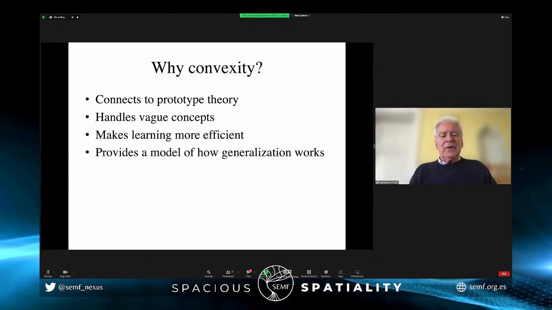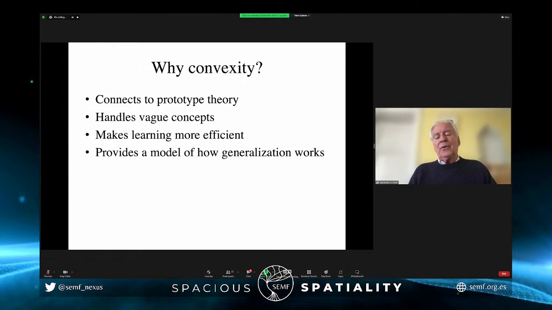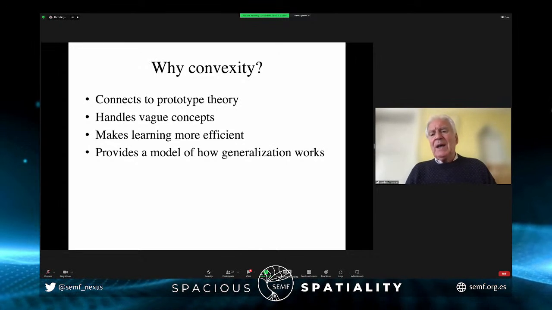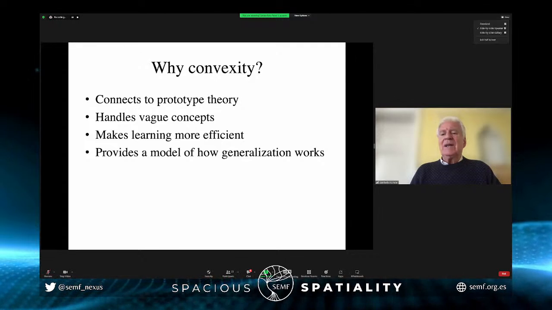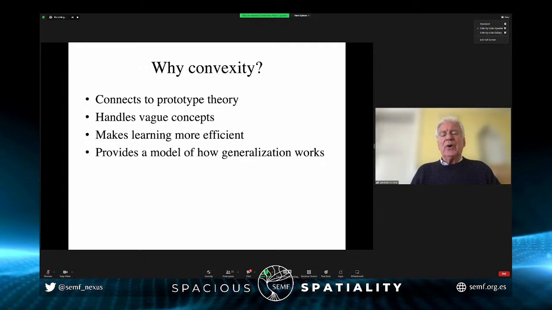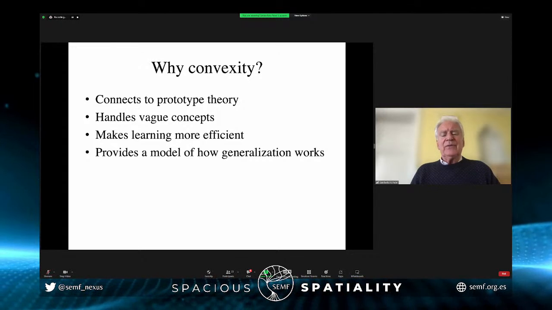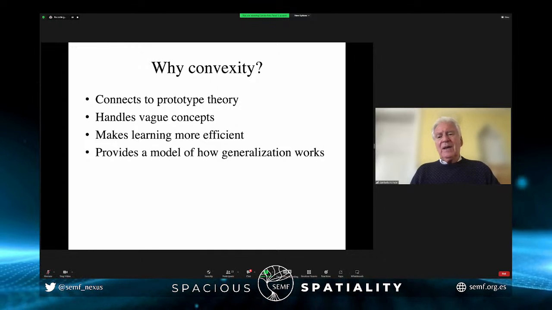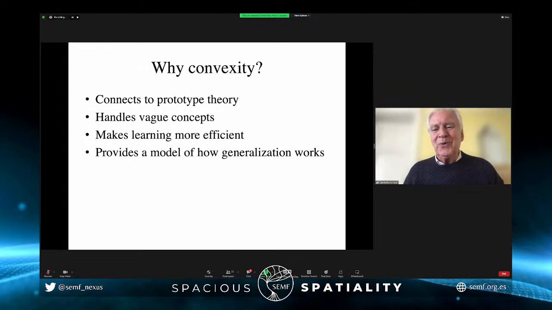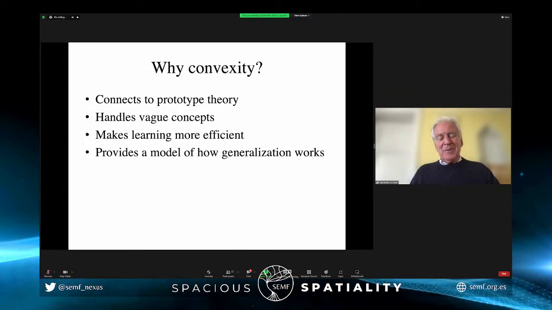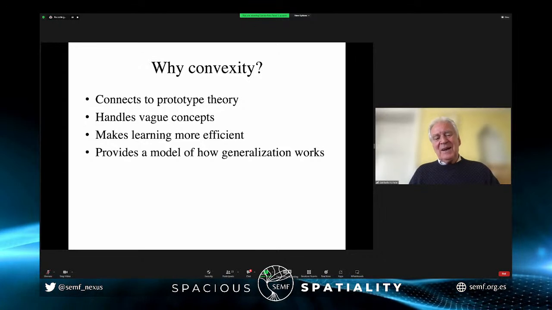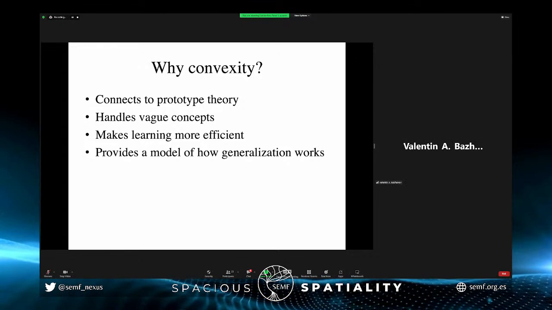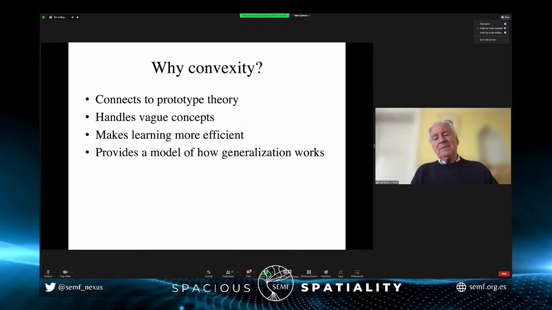It makes learning more efficient, and it also provides a model of how generalization works. So these are some arguments for why convexity is a good idea when you're looking at how concepts are represented. It really gives you an efficient way of representing concepts. And you can form computational models of this if you like. Some people have tried, and there are lots of things to be done in this area, but that's not what I want to talk about today. So that's the basic theory.